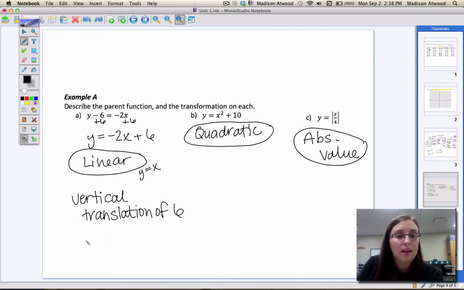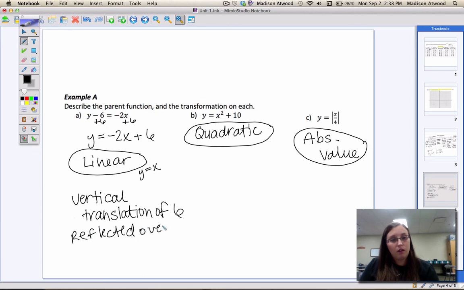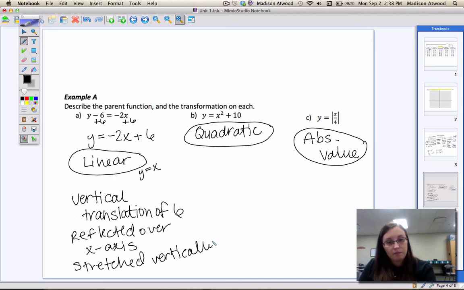So we're going to say all the y's are reflected up and down, which means it's reflected over the x-axis, and it's stretched vertically by 2. Okay?